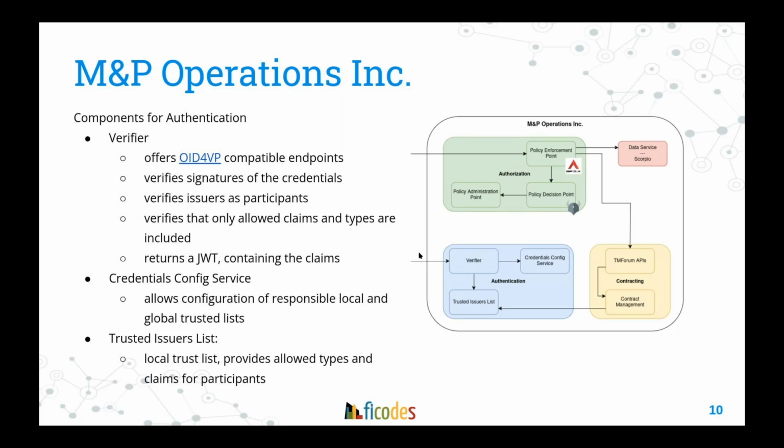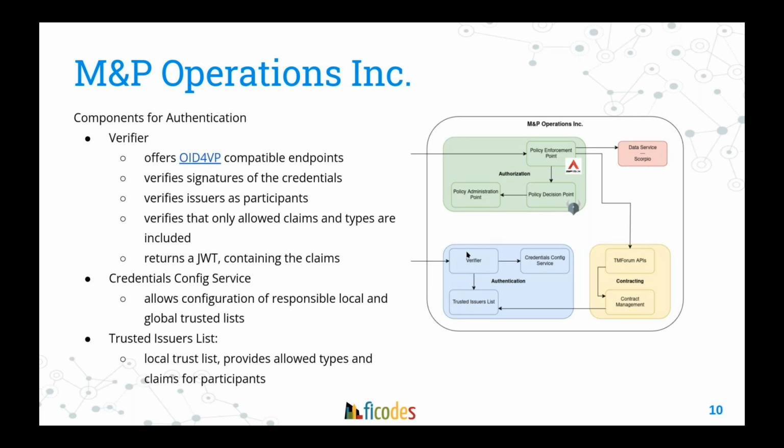The central entry point for an authentication in our FIWARE data space is the verifier. The verifier itself offers the OpenID for verifiable presentation compatible endpoints. From the decentralized IAM session, I hope you all know that we are relying heavily on verifiable credentials and the exchange of those credentials through the OpenID for verifiable presentation protocol. That's essentially what the verifier offers.